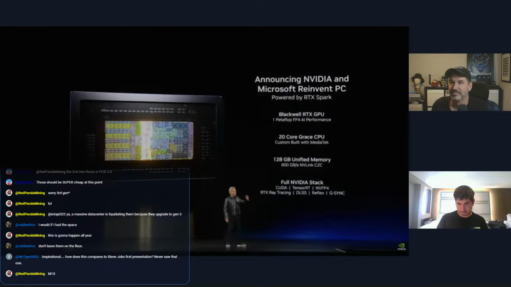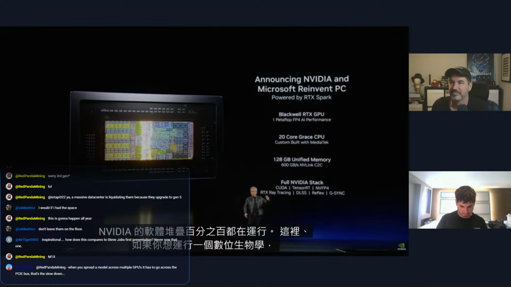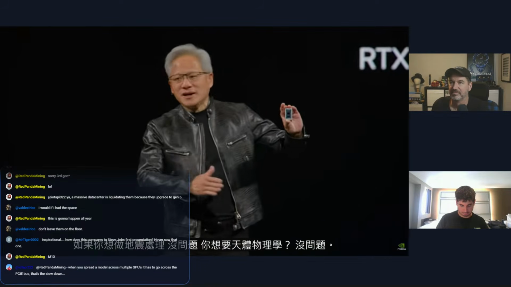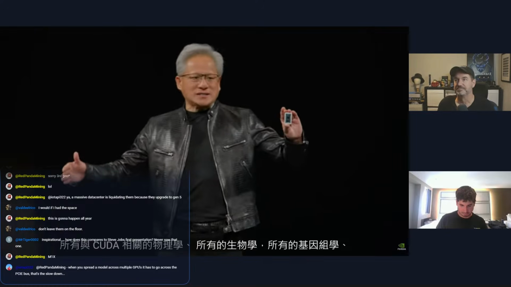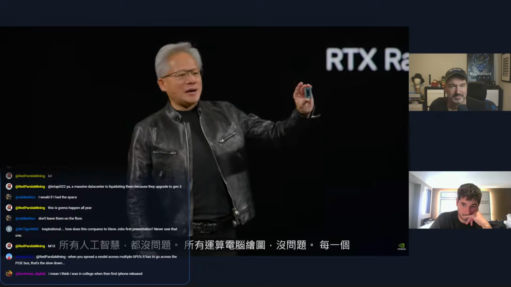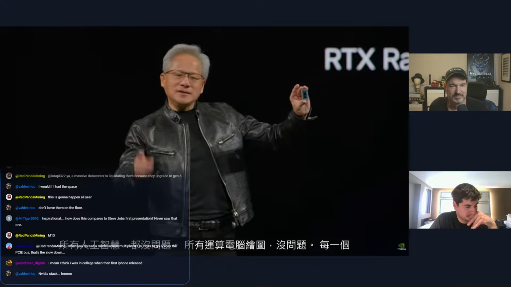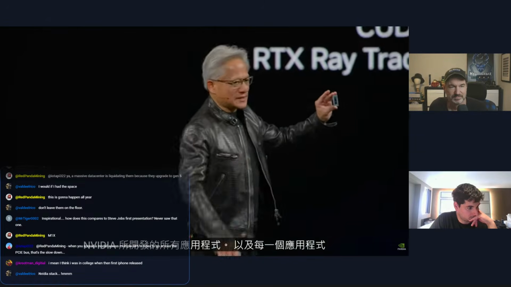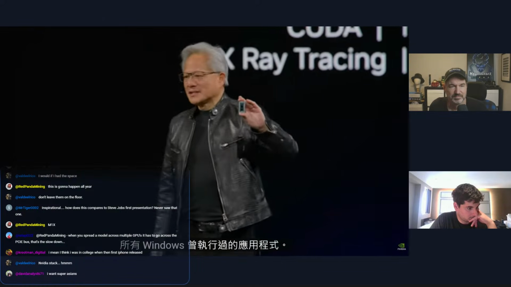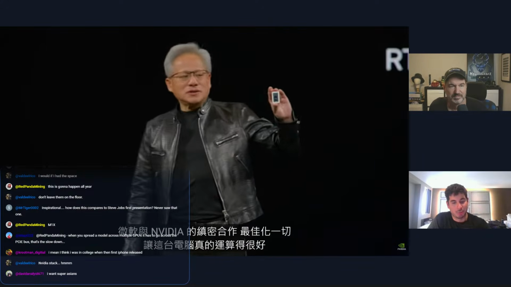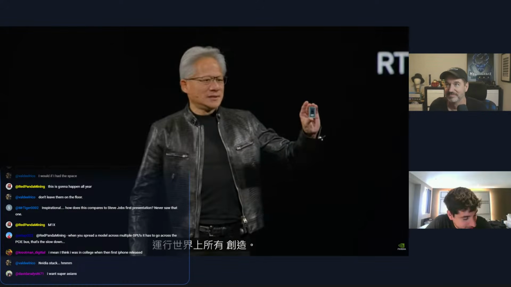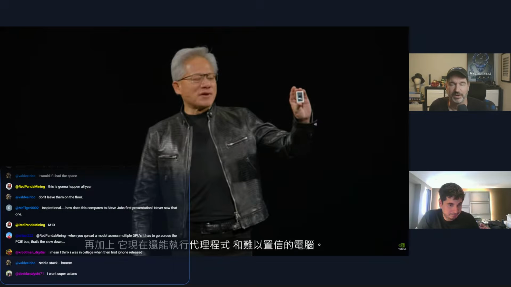If you want to run digital biology, no problem. If you want to do seismic processing, no problem. You want astrophysics, no problem. Everything associated with CUDA, all the physics, all the biology, all the genomics, all the AI, no problem. All the computer graphics, no problem. Every single application NVIDIA has ever created and every single application that Windows has ever run. Microsoft and NVIDIA meticulously optimized everything so that this computer literally runs everything the world has ever created, plus AI. It is incredible. I'm so proud of it.